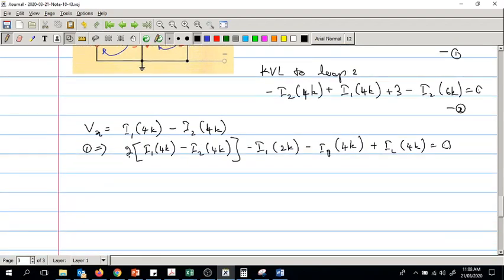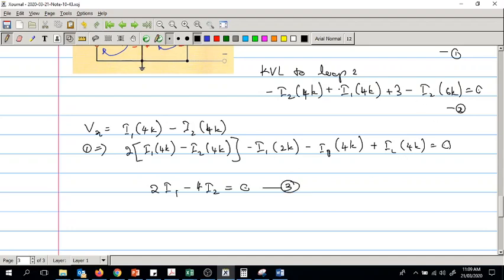You have 8k minus 2k minus 4k, which is 2 I1. Here we have minus 8k plus 4k, so it is plus 4 minus 4 I2 equals to 0, so k can be cancelled out. So this is equation number 3.